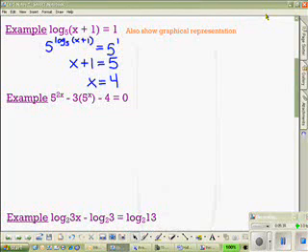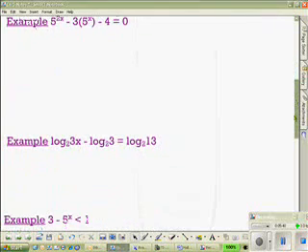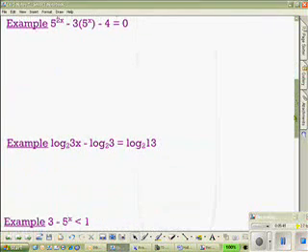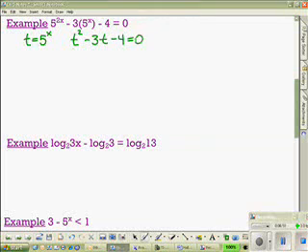We have 5 to the 2x minus 3 times 5 to the x minus 4 equals 0. This is what I like to call a hidden quadratic. One way that we can do this is say, well, let's make t equal to 5 to the power of x. Because then we can say 5 to the 2x would become t squared. So we're substituting t in for 5 to the x: t squared minus 3t minus 4 equals 0. And then we can factor this one, or use the quadratic formula if you're not comfortable factoring or if it's unfactorable.